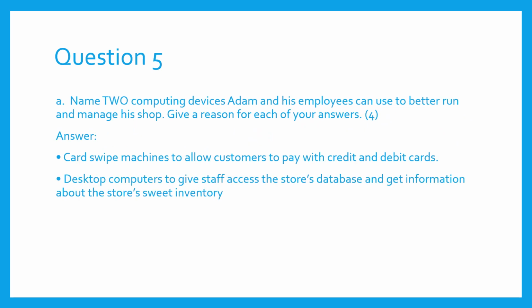Name two computing devices Adam and his employees can use to better run and manage his shop, with a reason for your answer. Card swipe machines, obviously. It'll allow customers to pay with credit or debit cards. Then we have desktop computers to give staff access to the store's database and get information about the store's sweet inventory.